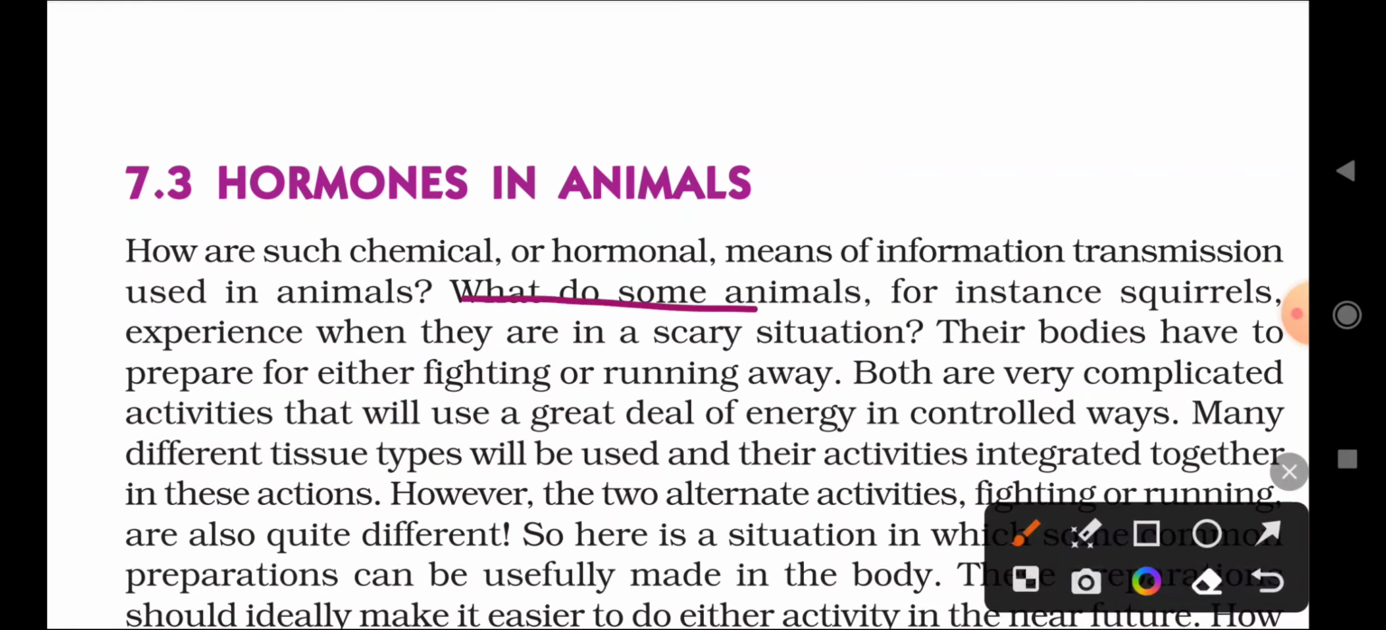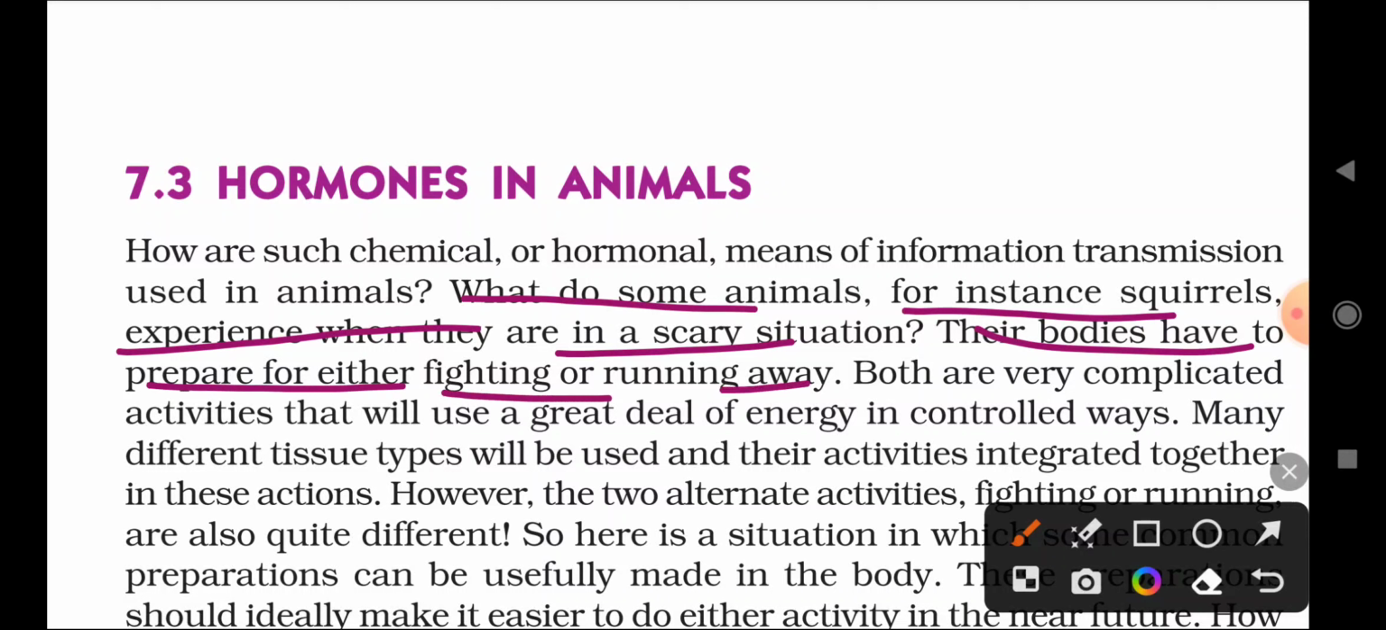What do some animals, for instance squirrels, experience when they are in scary situations? When an animal, for example a squirrel, is in a scary situation, it has to act immediately. Their bodies have to prepare for fighting or running away.